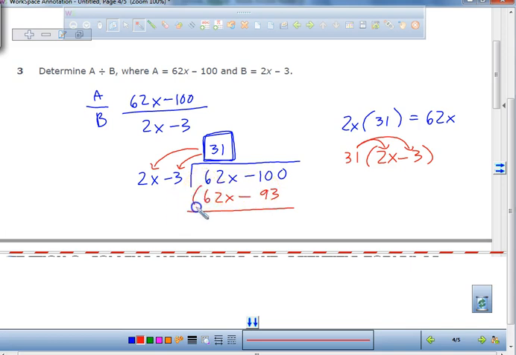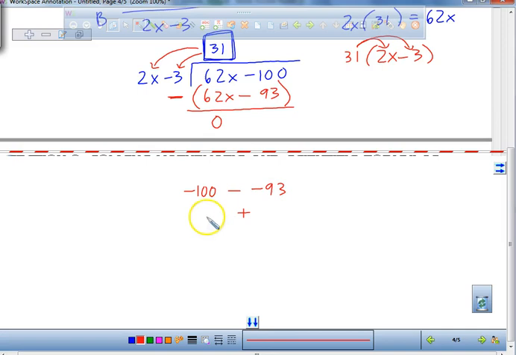So what do I do? Put parentheses right there and put a big old minus sign. Now, will the 62x's cancel each other out? Yes, so that zeroes out. What is this asking us to do? Negative 100 minus negative 93. What happens when you have a negative and a negative? It makes it a positive. We have negative 100 plus 93. What does that equal? Negative 7, because there are more negatives than positives. So put negative 7.